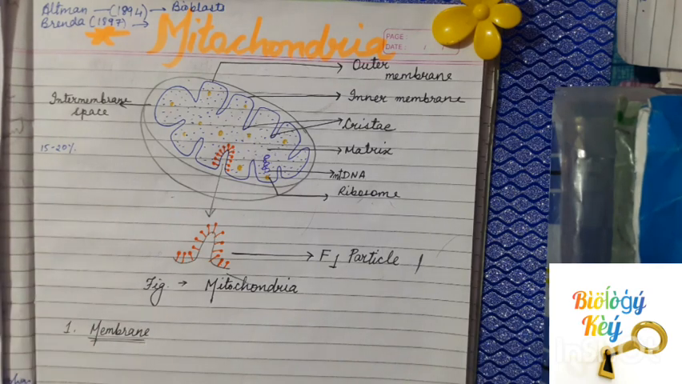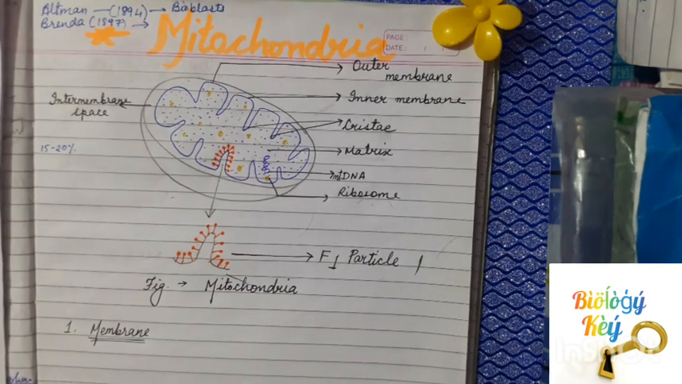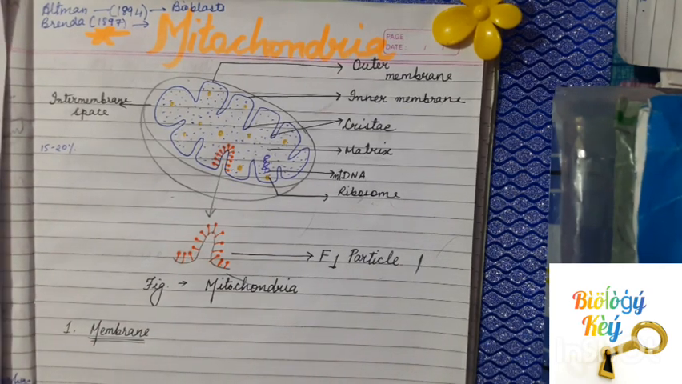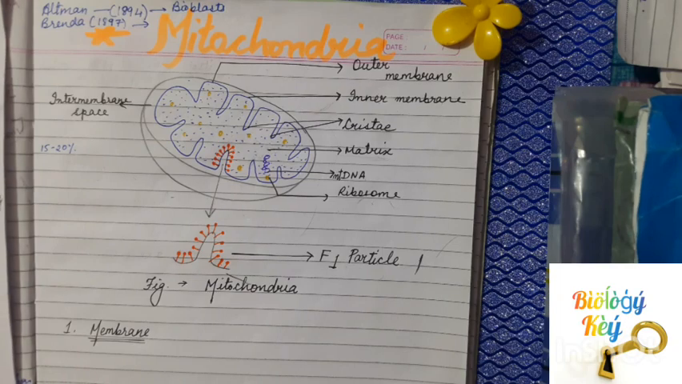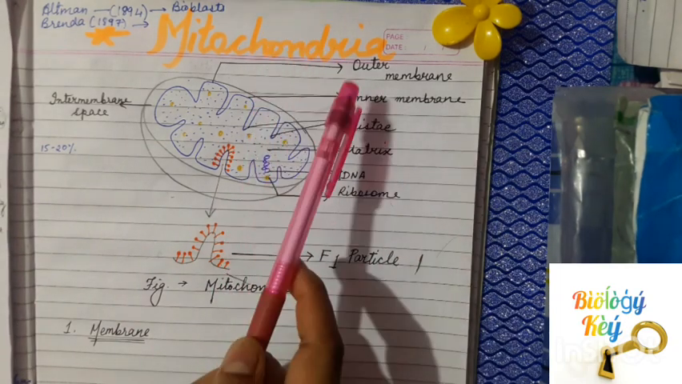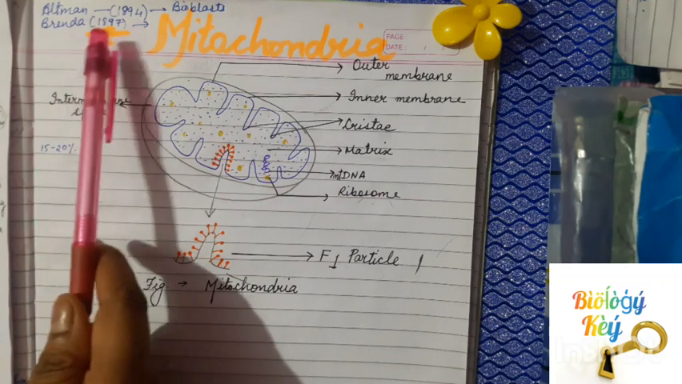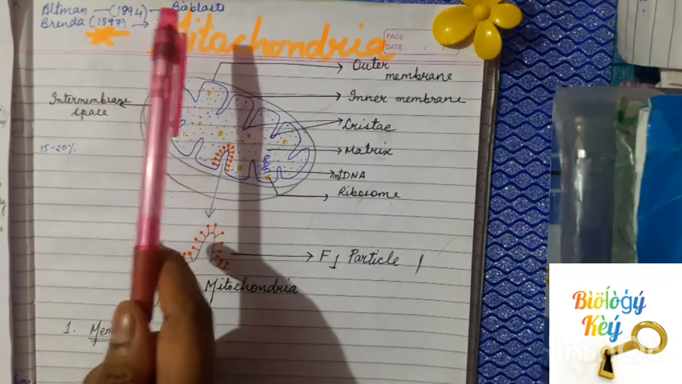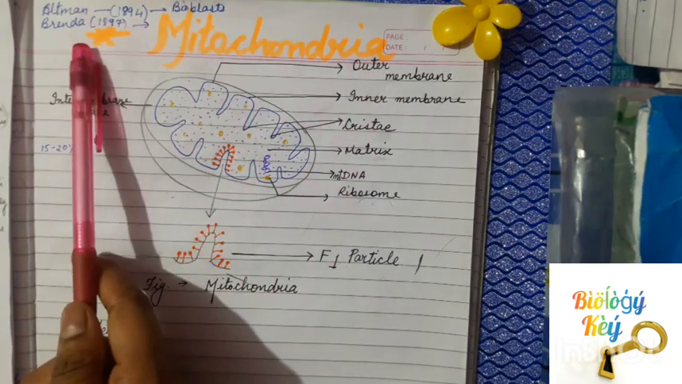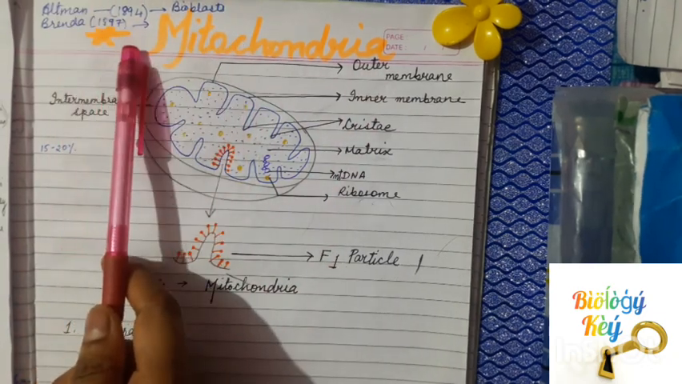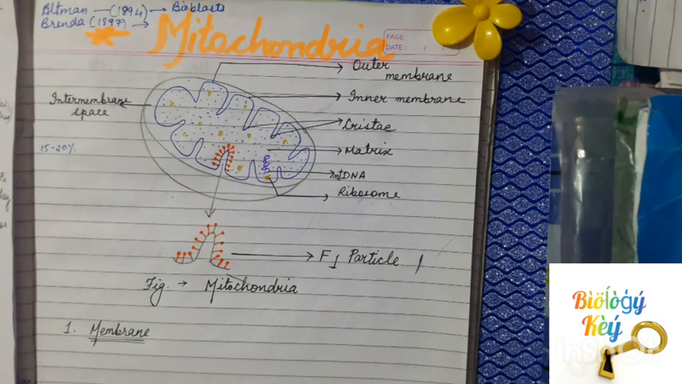Hello, today we'll be studying a very important topic related to the cell, which is the cell organelles. The first cell organelle which I'm going to talk about is the mitochondria. Mitochondria was first observed by Altman in 1894 and he named it bioblast. But later on, Benda in 1897 named it mitochondria.